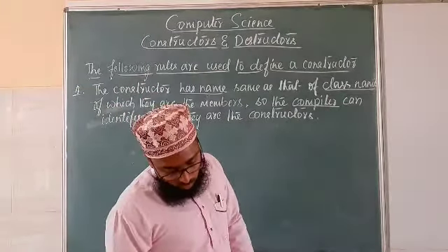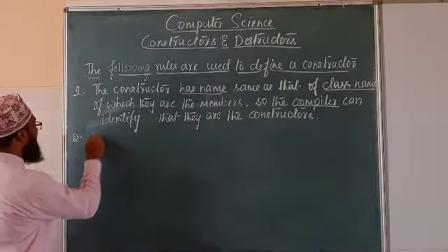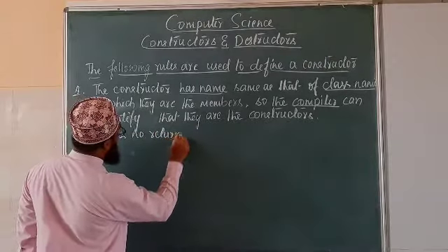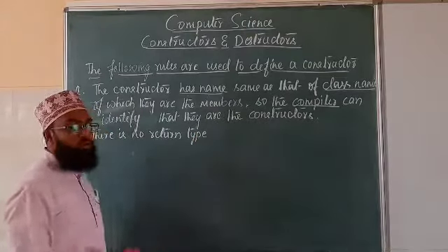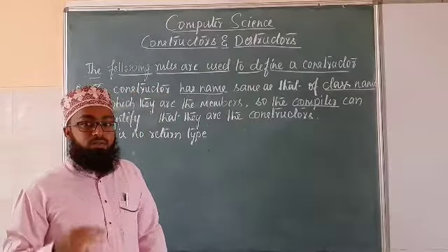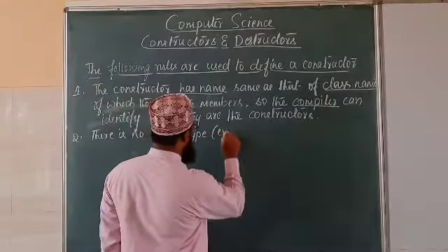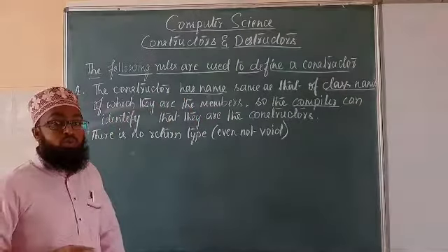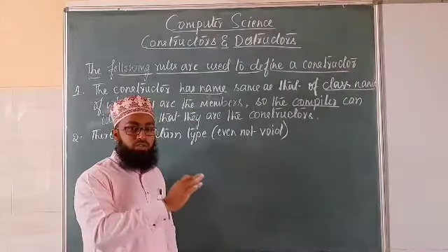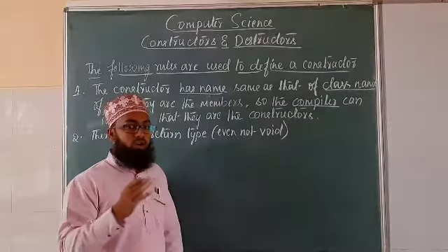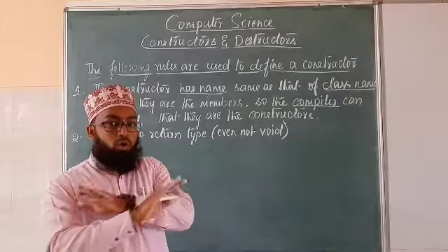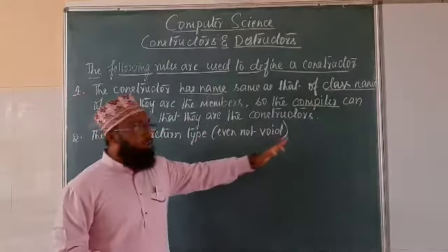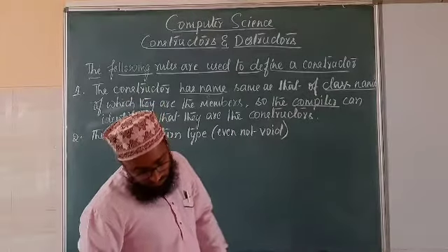Next point we are going to see. The second point is there is no return type. What is meant by return type? If we use void before the main function, then that function has a return type. Even void should not be used with the constructor. Just like we use void main, void getdata, void putdata, void display, this type void should not be used with the constructor. This is the condition here. There is no return type, not even void.